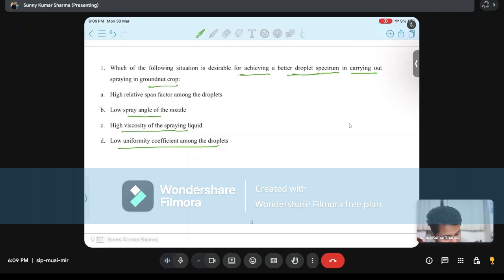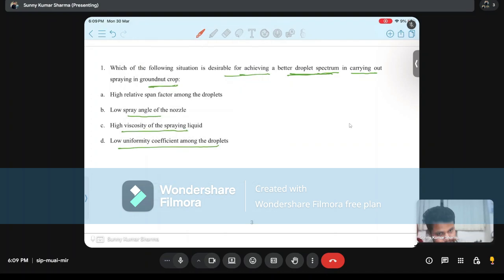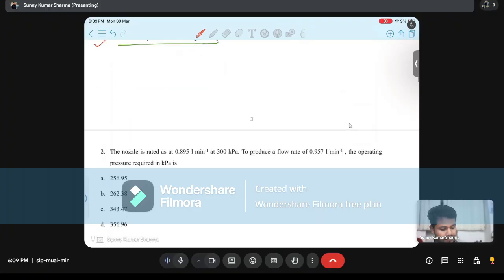Which of the following situations is desirable for achieving a weighted droplet spectrum in carrying out spraying in groundnut crop? If you see the lectures, low uniformity coefficient among the droplets. Yes, that is correct. This question was there this year. You will see it later.